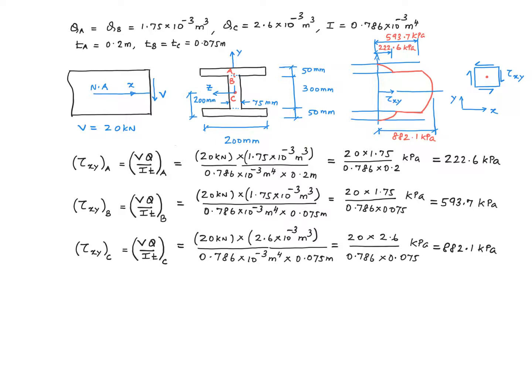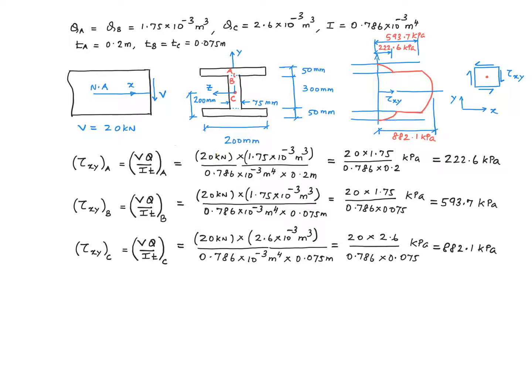I is constant for the whole cross section, so it doesn't vary from point to point. The value is 0.786 multiplied by 10 to the minus 3 meter to the power of 4. And t, of course, varies from point to point. And for point A, it's 0.2 meters, right? So you simplify that. You can see I can cancel this 10 to the minus 3 from the numerator and the denominator. And just writing the remaining numbers, we have a simple equation. The equation is 20 multiplied by 1.75 over 0.786 multiplied by 0.2. And the unit is going to be kilopascal.